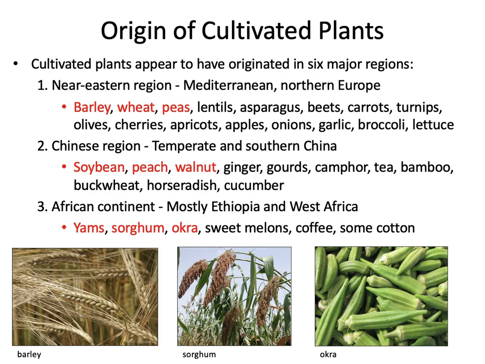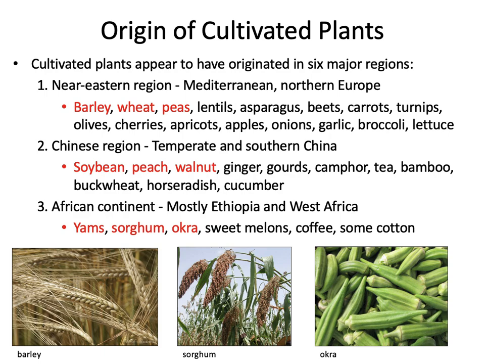Number 2 is the Chinese region, and this includes temperate and southern China. Things like soybeans, peaches, and walnuts are from China, as well as things like ginger, gourds, camphor, tea, bamboo, buckwheat, horseradish, and cucumber. And of course, we say these things are native to China originally, but now they can be grown around the world as long as the agricultural conditions are appropriate.